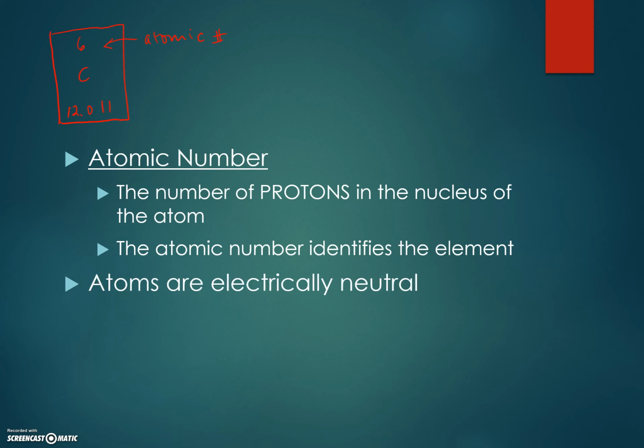Atoms are electrically neutral. At this point, we will learn about ions, but atoms themselves are electrically neutral, which means my number of protons needs to equal my number of electrons, or my number of plus ones needs to equal my number of minus ones.